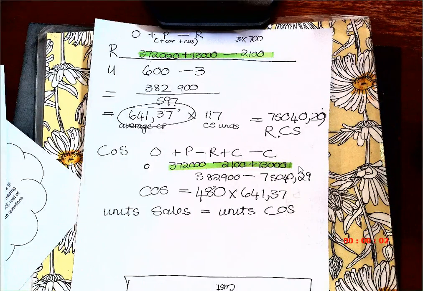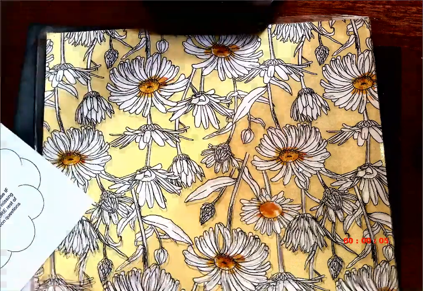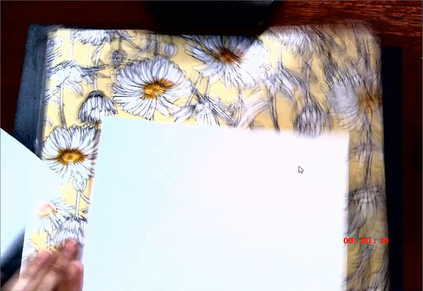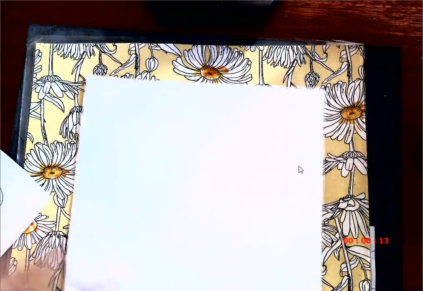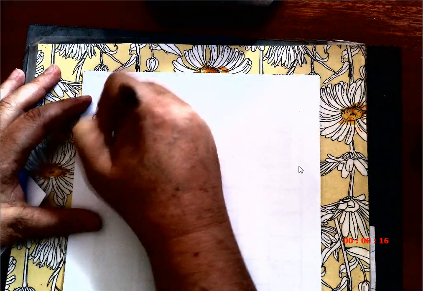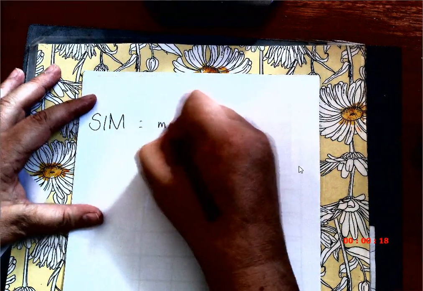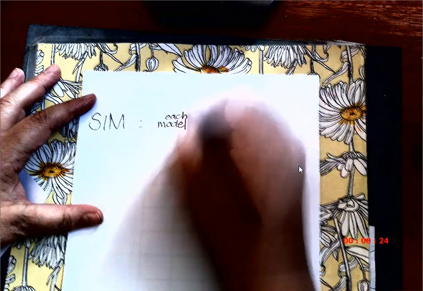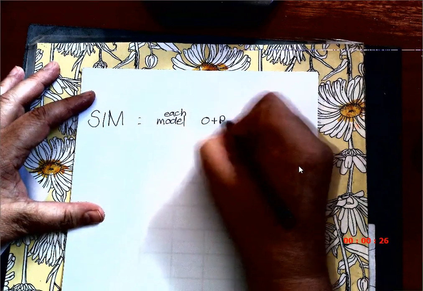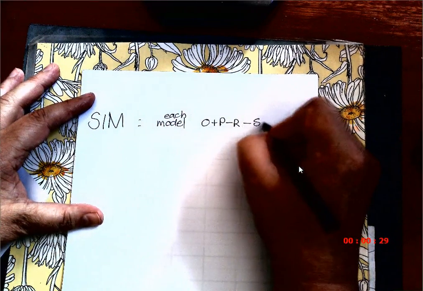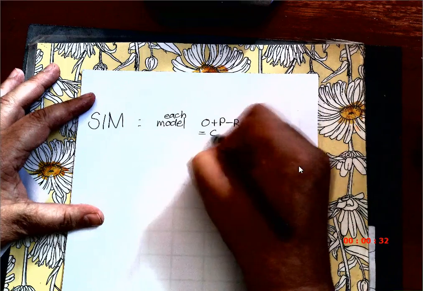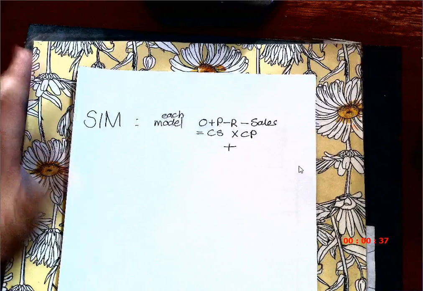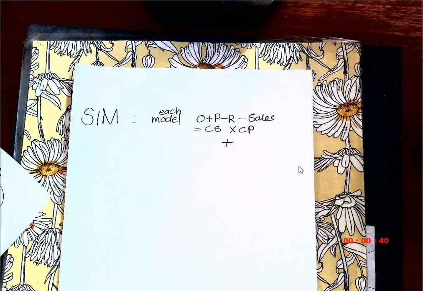I just want to summarize this. If I look at the SIM method, I basically take each model and I go, look, the opening plus the purchases less the returns less the sales will give me the closing stock times the cost price, and in the end I add up each one. Is everybody with me?